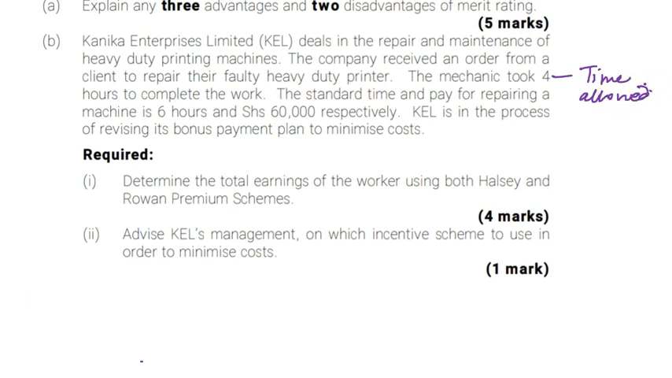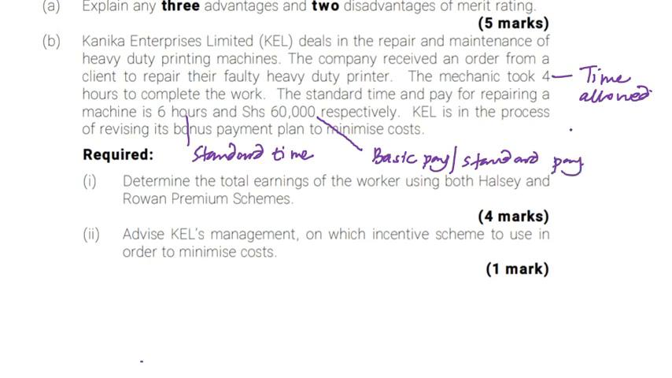The standard time and pay for repairing the machine is 6 hours and shillings 60,000 respectively. 6 hours is your standard time. This is the basic pay or the standard pay. So you expect the mechanic to earn 60,000.